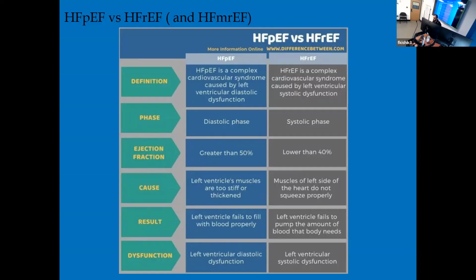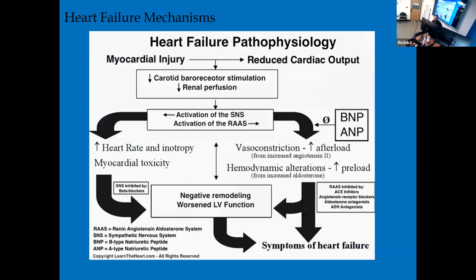So hopefully it's a little easier to understand what the principles are. Now, how does it happen? Here's a whole flow sheet of all that, like the renin-angiotensin system and what happens. So let's try going through this really busy chart. So MI or myocardial injury is going to lead to reduced cardiac output. It's all about cardiac output. No cardiac output, you're dead.